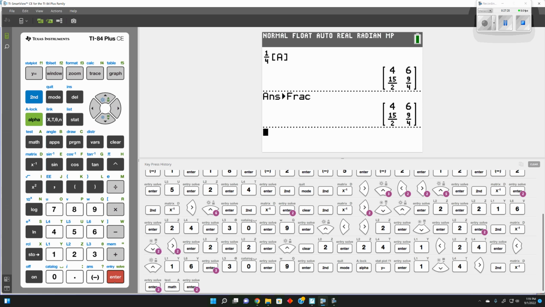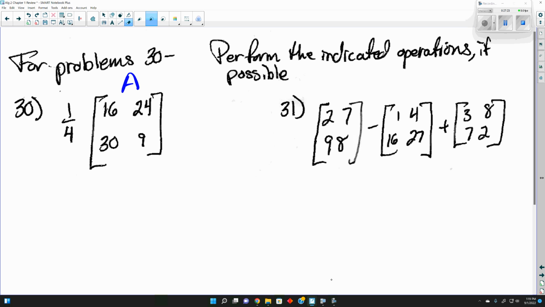So we could do that there, or we could have multiplied every one of these by 1/4 and got the same thing. We can say 1/4 times 16, which is 4. 1/4 times 24 is 6. Then we get 7.5 and 2.25, or the fractional form of these. Sometimes that could be faster, or if you don't feel as comfortable with that, plug it in.